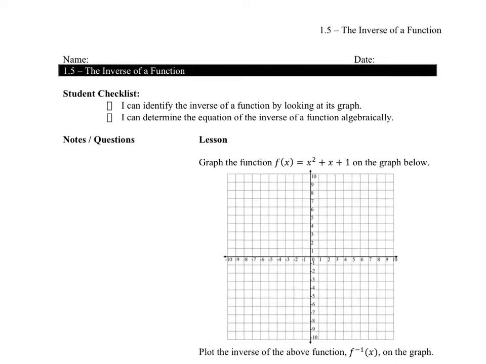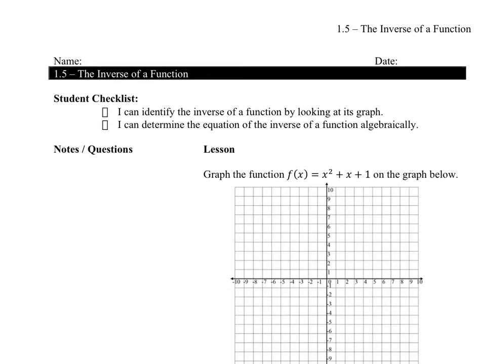Okay, so we're going to start looking at inverses of functions. At the end of this lesson, we'll be able to identify the inverse of a function by looking at its graph. And we'll also be able to determine the equation of the inverse if we're given an algebraic expression of a function as well.